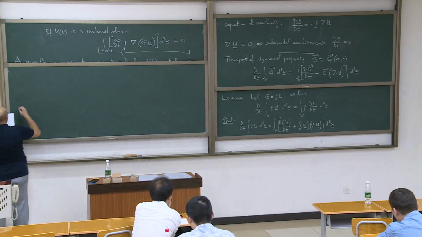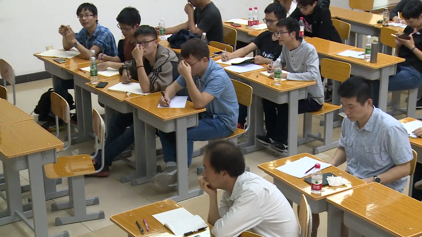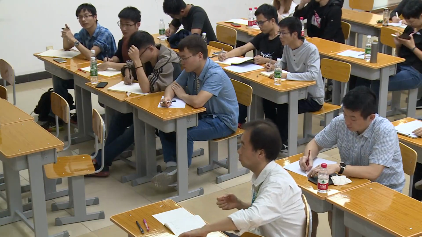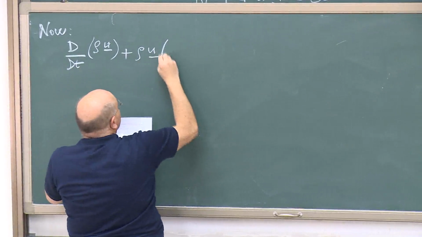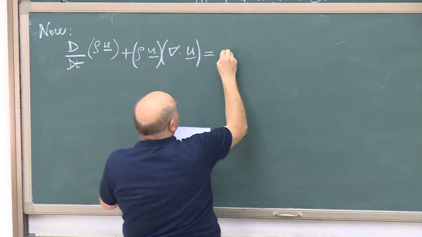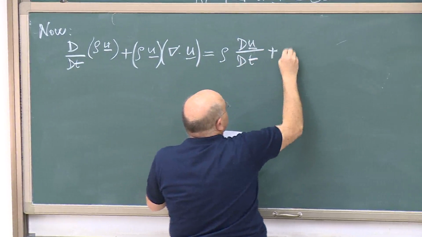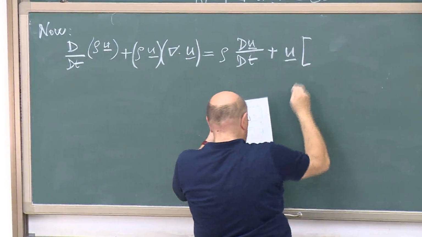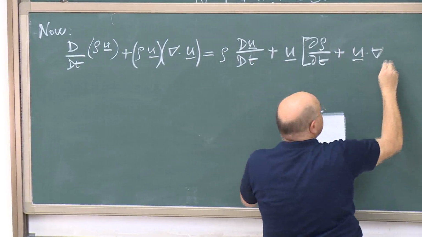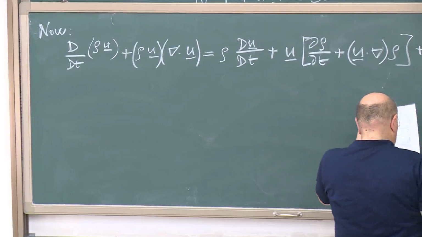Okay, and now what do we have? Now d/dt of rho u plus rho u times the divergence of u is rho du/dt plus u that multiplies d rho/dt plus u dot grad rho, plus rho u times the divergence of u.